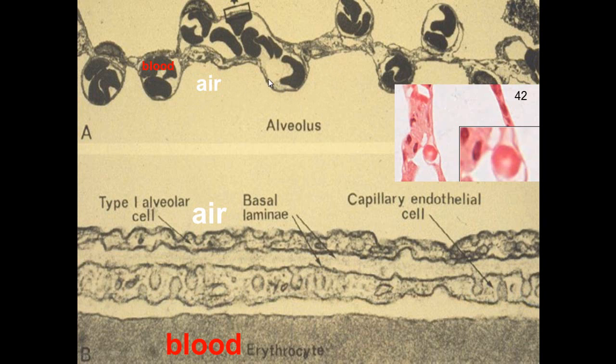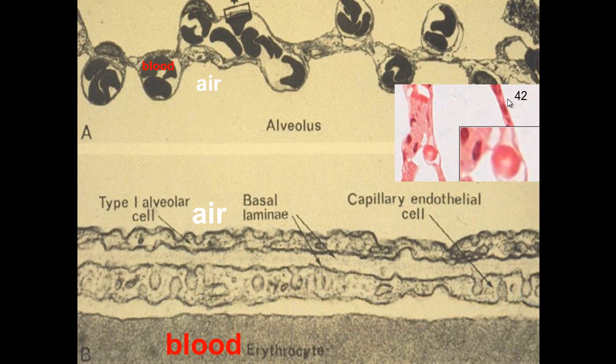So this is the blood-air barrier. This is air, blood, and you can see that there's 3 components to it. You have the type 1 pneumocyte, which has a gaseous exchange, and then you have the endothelial cell lining this blood vessel, and then you have a fused basal lamina, basal lamina, these two cells together. So those are the three components of the blood-air barrier.